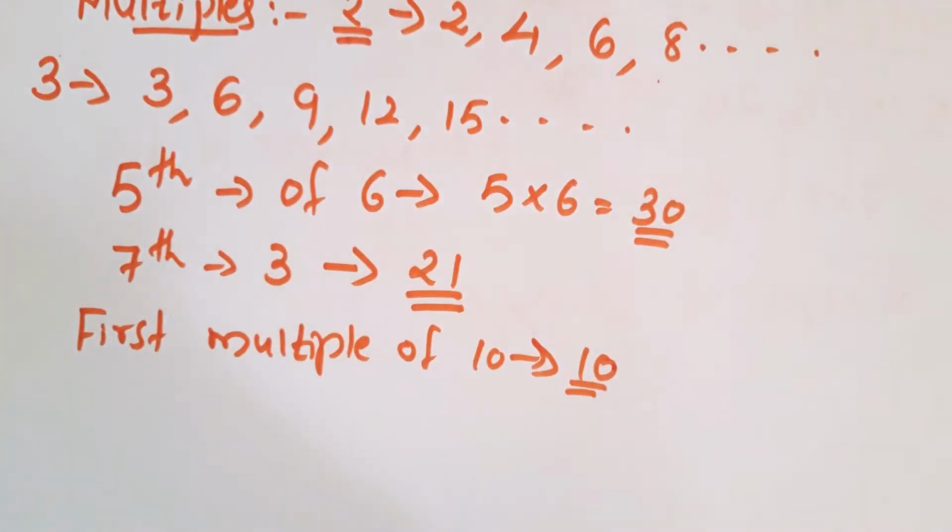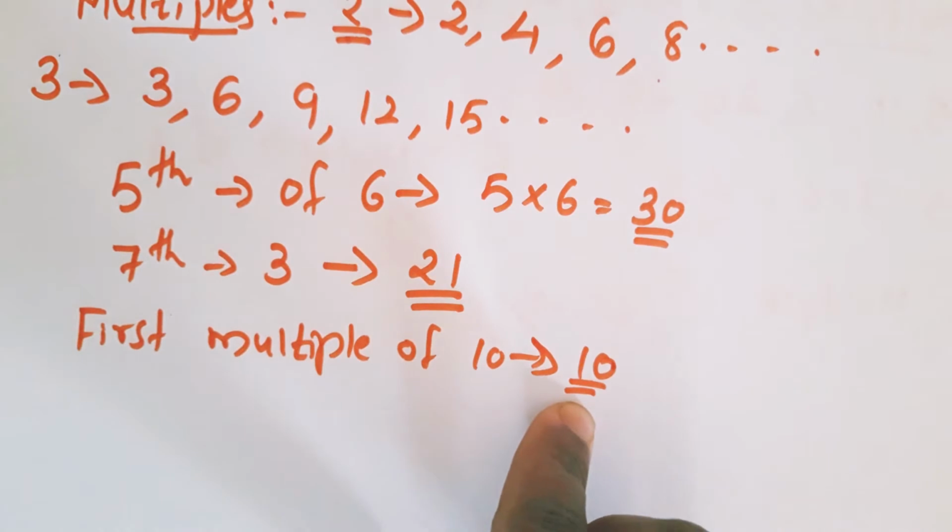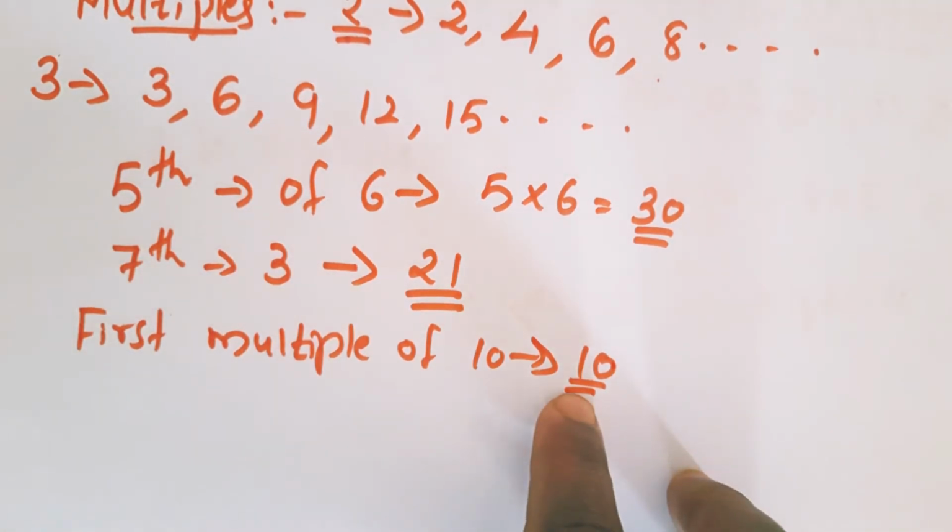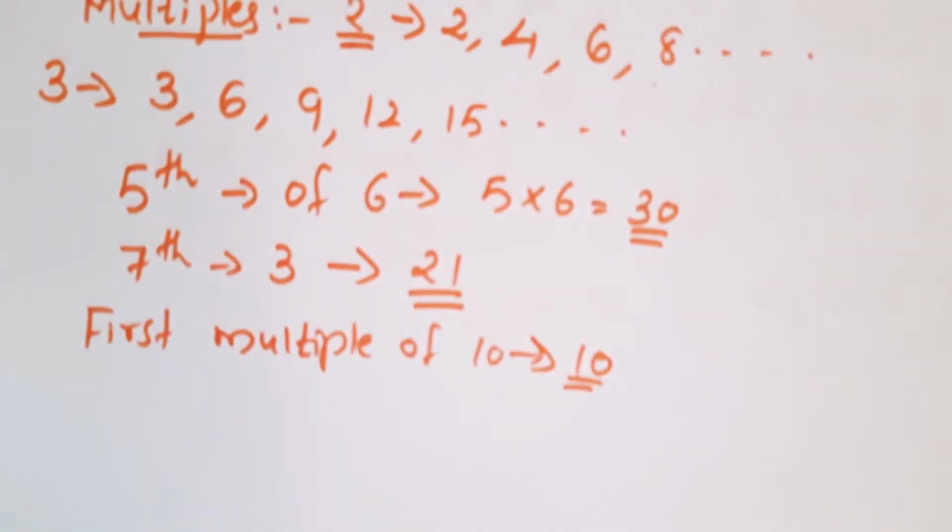So I think you got an idea about multiples. Multiples will appear in the multiplication table of a number. The first multiple of a number is that number itself. That means the first multiple of 10 is 10, and the first multiple of 5 is 5 only. That you have to remember. And you have to remember one more thing: multiples are infinite. That means it will continue, going on with no end. That's why we say it is infinite.